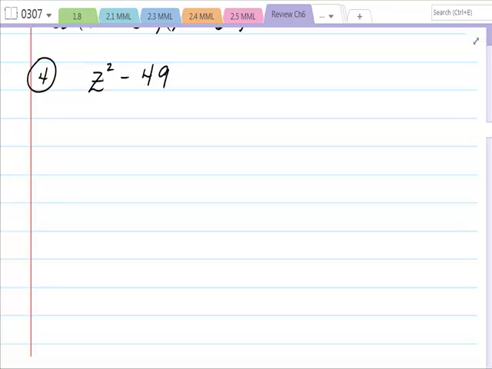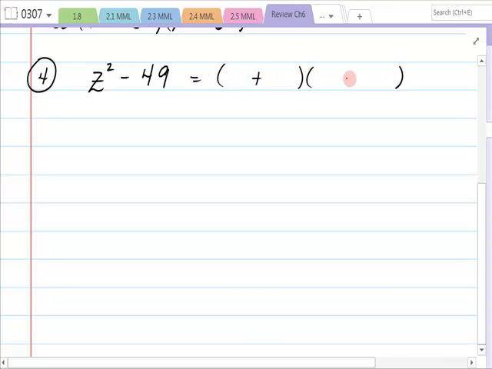We only know one kind of binomial that we have the skills to factor. It's the difference of squares. Is this a difference? Yes, because that's a minus sign. Is z squared a square? Yes. Is 49 a square? Yes. So if all of those are yes, then this factors into a sum and a difference. By the way, that works with our sign patterns because the last sign is negative. That always tells you it's one of each.